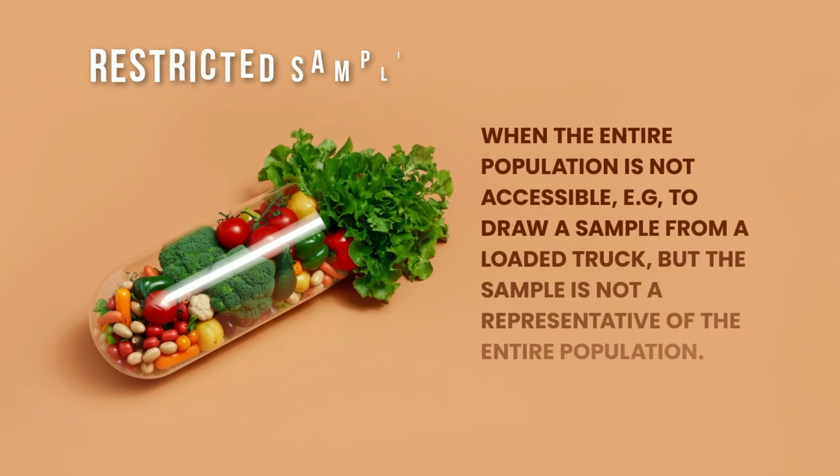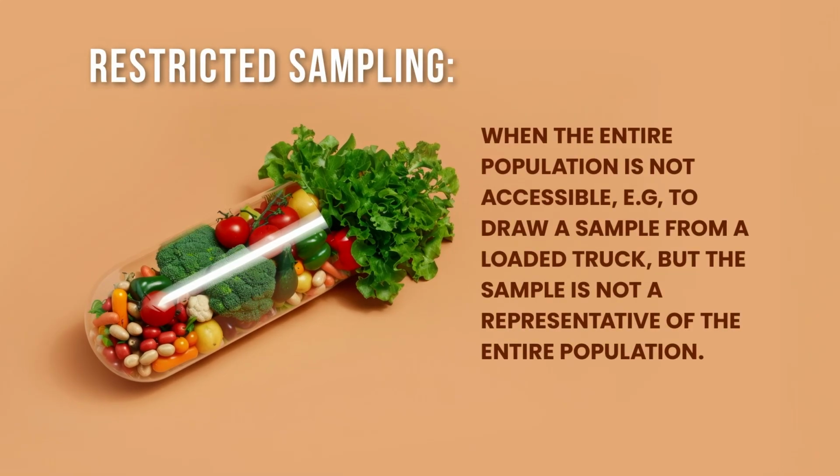Restricted sampling is used when the entire population is not accessible. जैसे मान लीजिए मटेरियल ट्रक में है और ट्रक में से आपको सैंपल ड्रॉ करना है. So you can't go to all the areas, so then you have to do the restricted sampling. जहाँ जहाँ से आप निकाल सकते हैं सैंपल वो ही लेंगे from the loaded truck. So that is restrictive sampling.